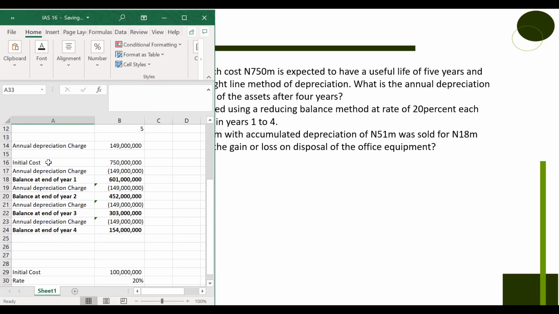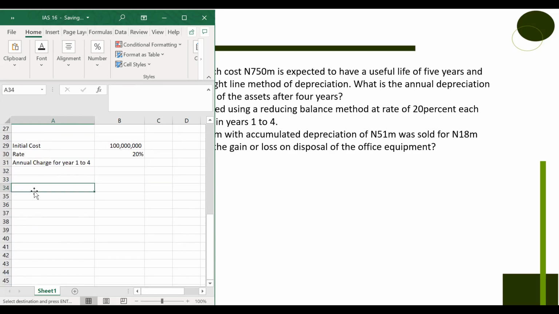They are simple. I told you, they are simple. So let's do initial cost plus the depreciation charge for the year. So the initial cost is what? 100 million. So for the reducing balance method, it's simple. You just have to be careful. It's very simple. What you do is what?